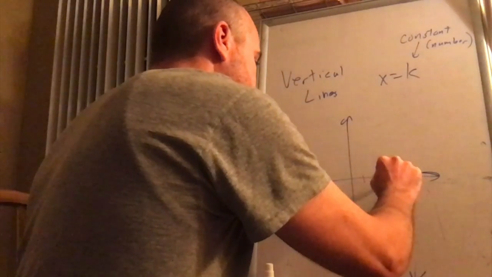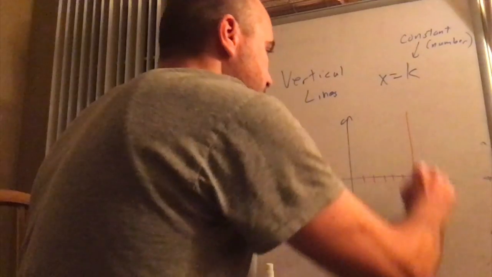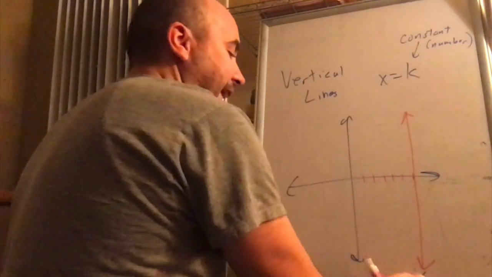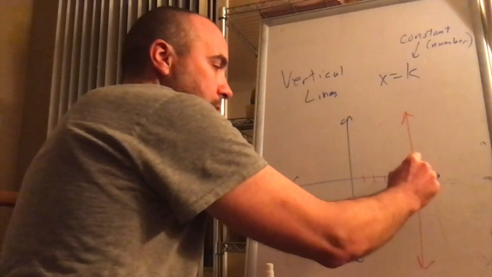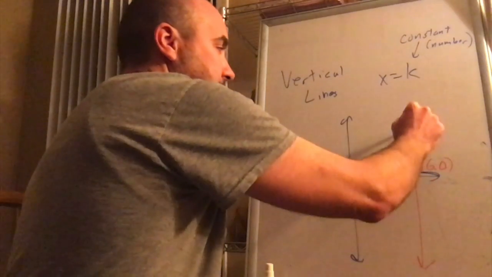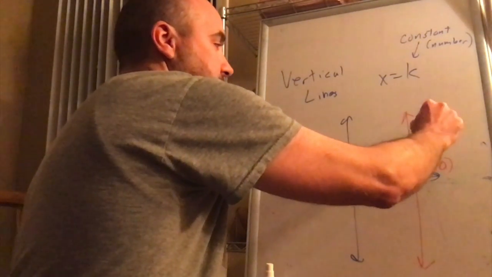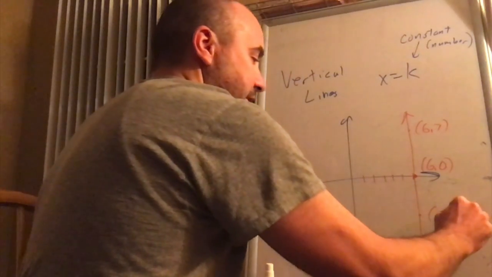1, 2, 3, 4, 5, 6. Let's go right at 6 here. So if they gave you a vertical line like this that goes through where x equals 6, so this is the point 6, 0. If I want up here, maybe this is 6, 7. If I go down here, maybe this is 6, -6.